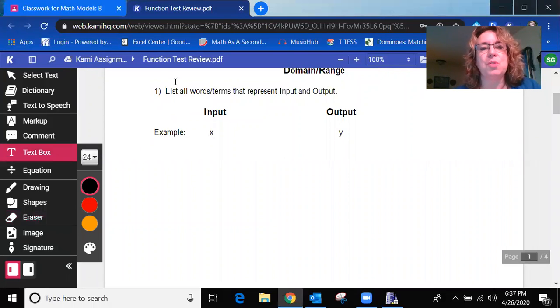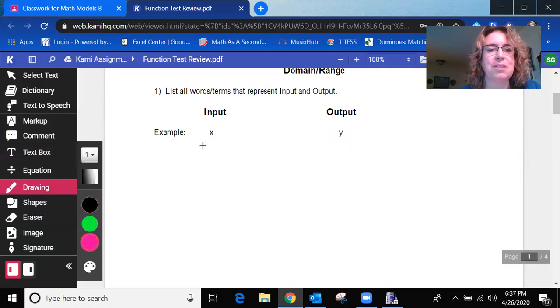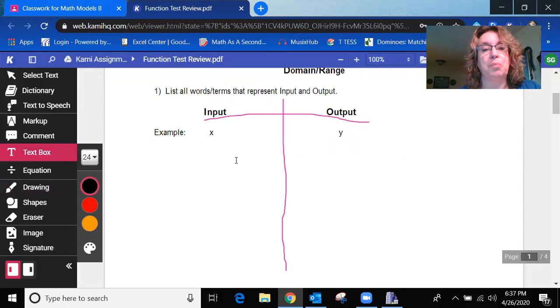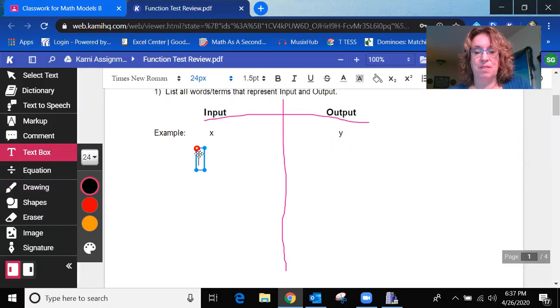And the first one is all the words and terms that can represent input and output. Well, actually, I like to do the table because it does relate to the table. But input, output. So I'm going to do it like my rhyme.